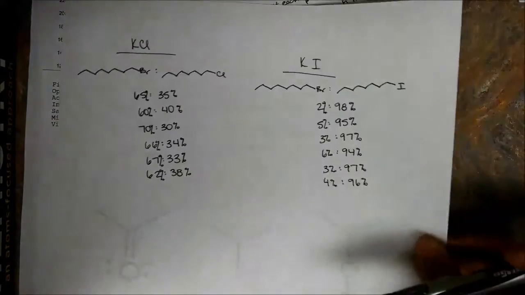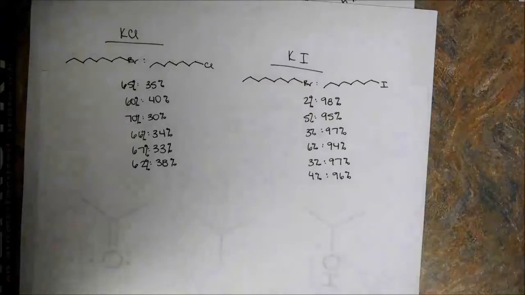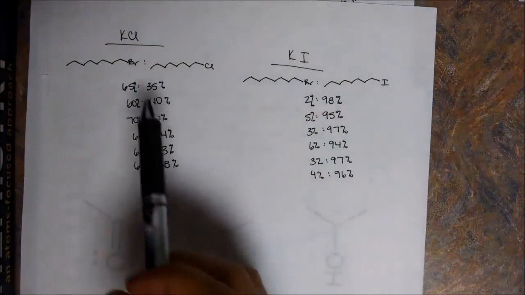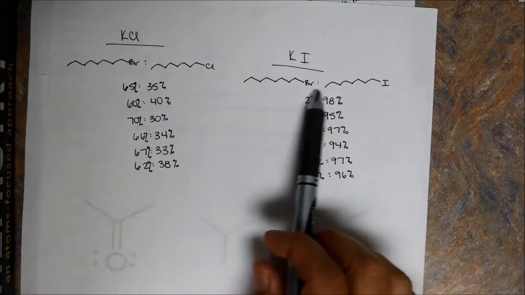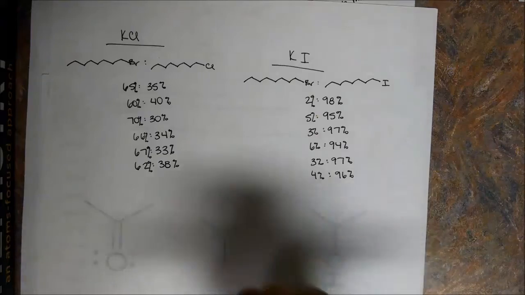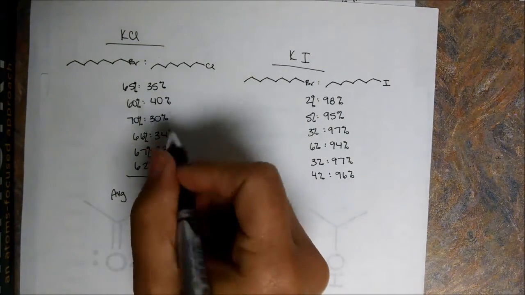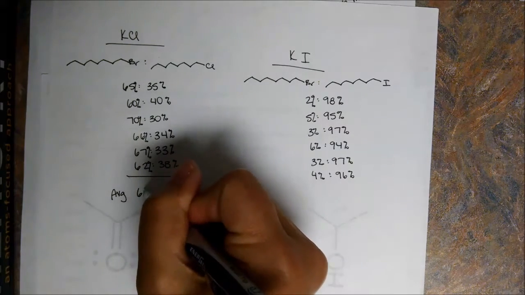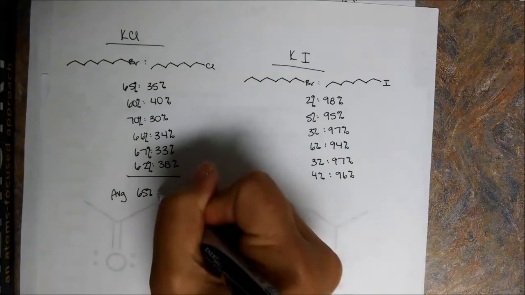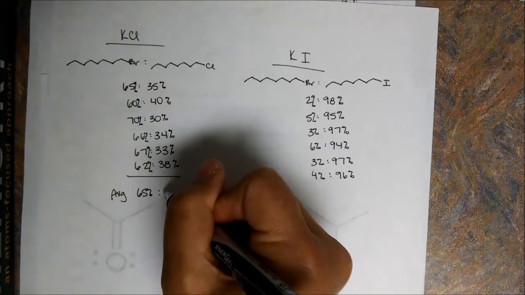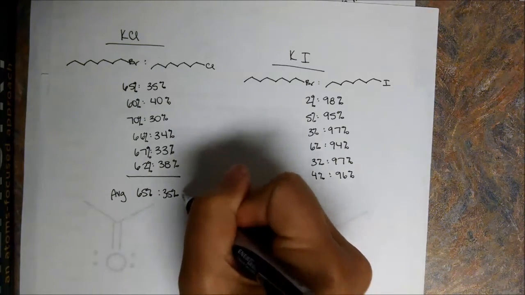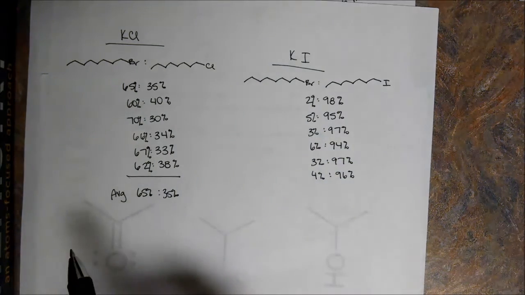If you look at a class's set of data, in terms of those who used KCl for this reaction versus those who used KI, we'll just say on average, if you took the average of this data, we would generally get 65% bromide to only 35% chloride on average. So about 2 to 1 bromide to chloride.